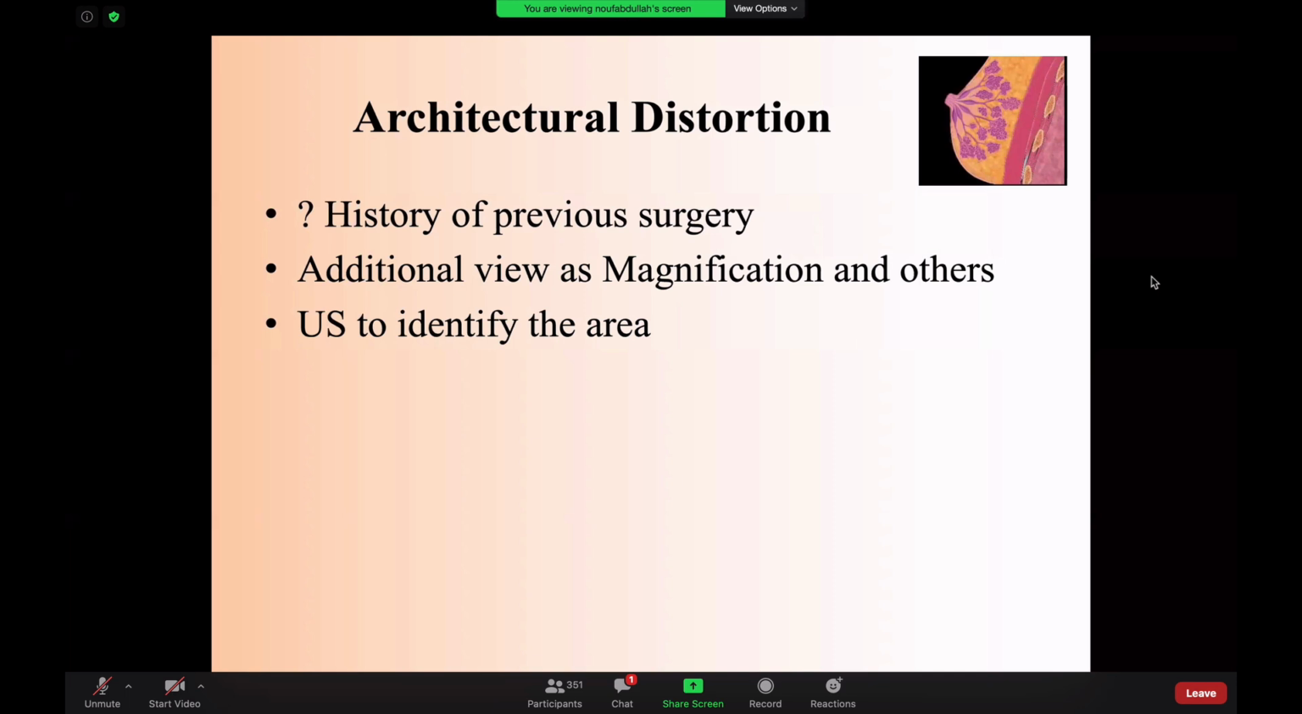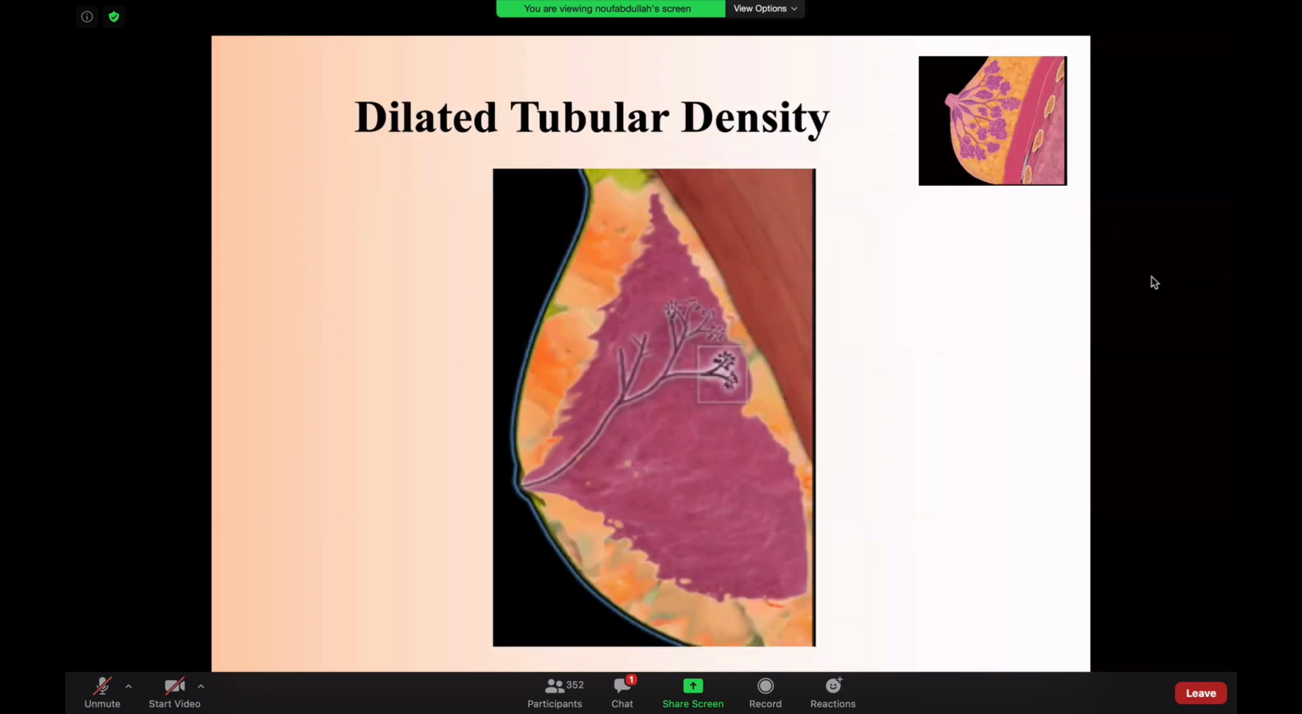What do I need to do when I see an architectural distortion? And this is in cases of exam, you have to ask immediately. You have to be spontaneous. You say, I would like to know if the patient had a history of previous surgery. If there's no history of previous surgery, I would ask for an additional view as compression magnification view, or if you have tomosynthesis, we will be able to see whether this is a real finding or not. And then if you still have persistence of the finding of architectural distortion, then you will move to do an ultrasound to identify the finding.